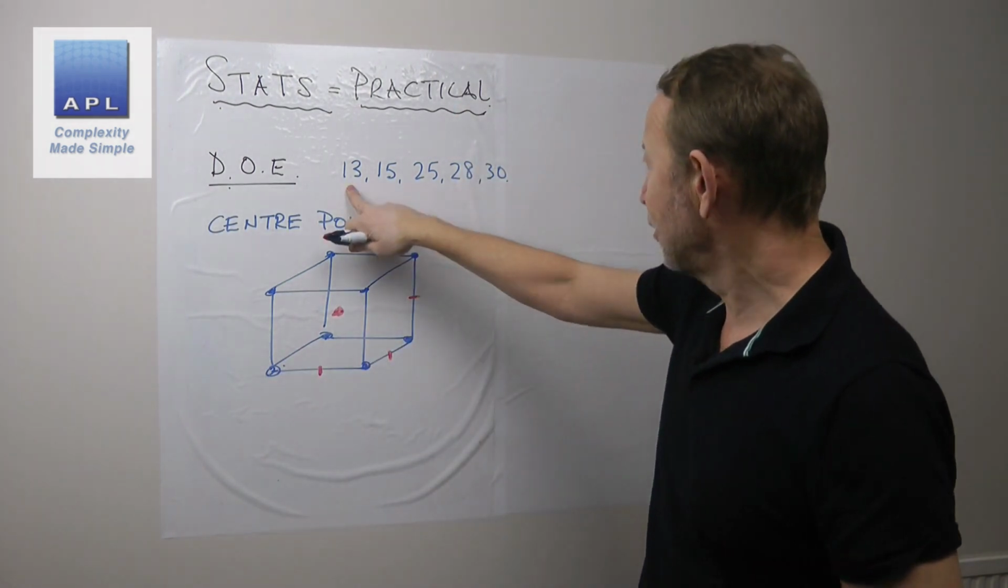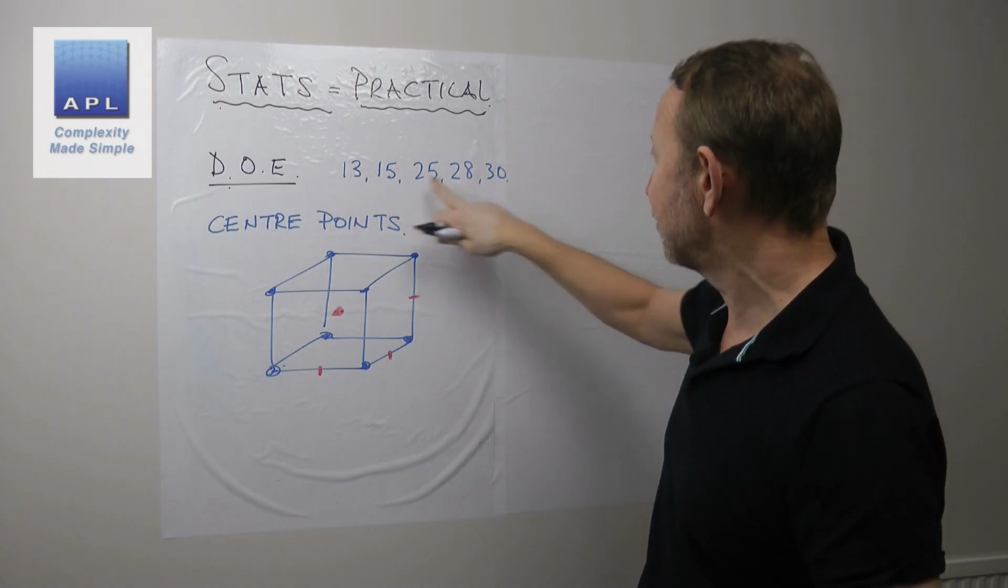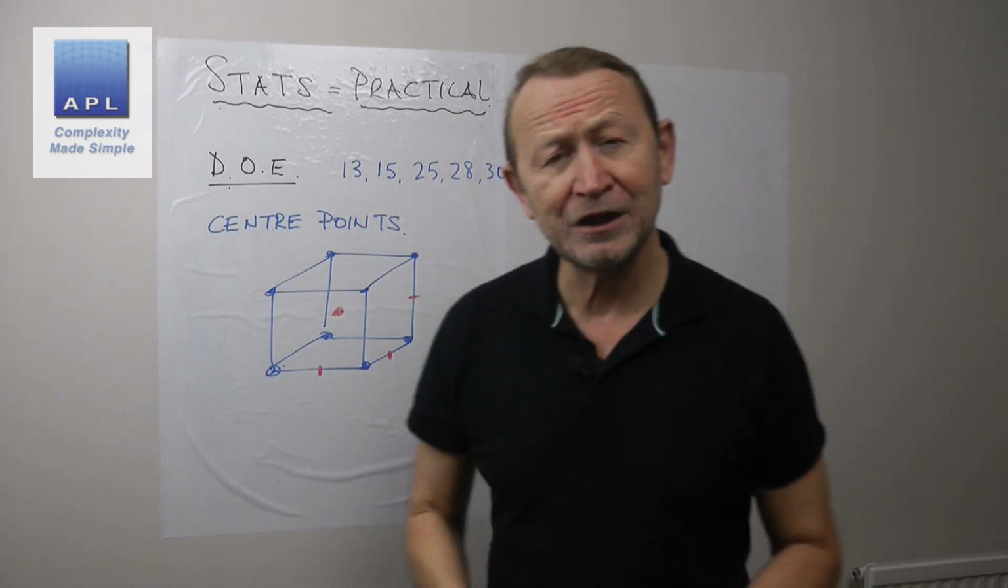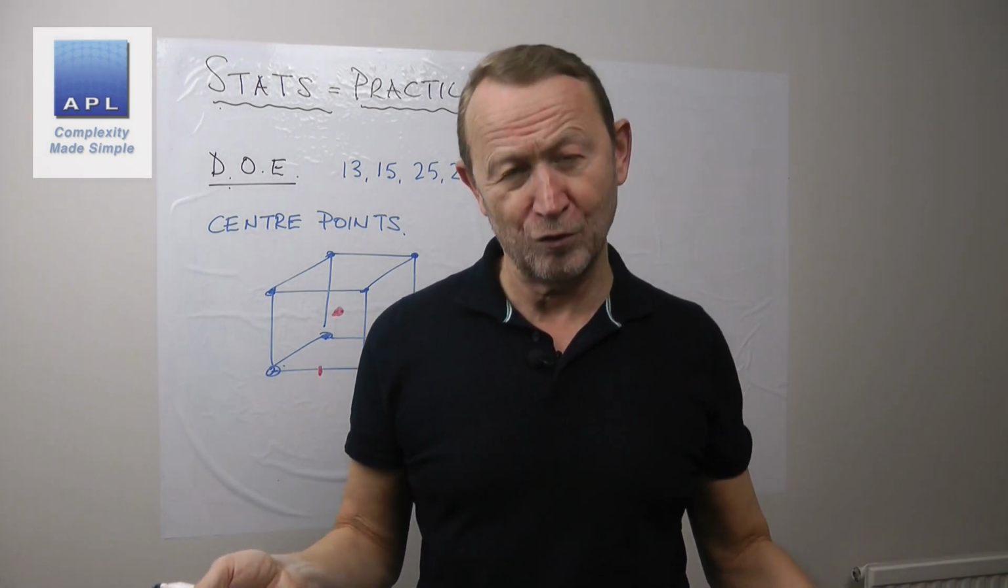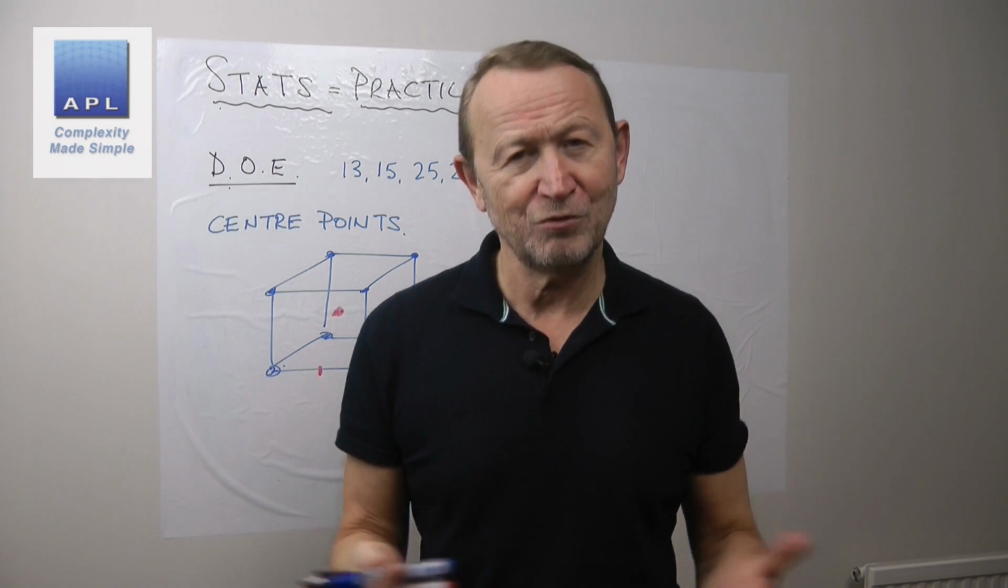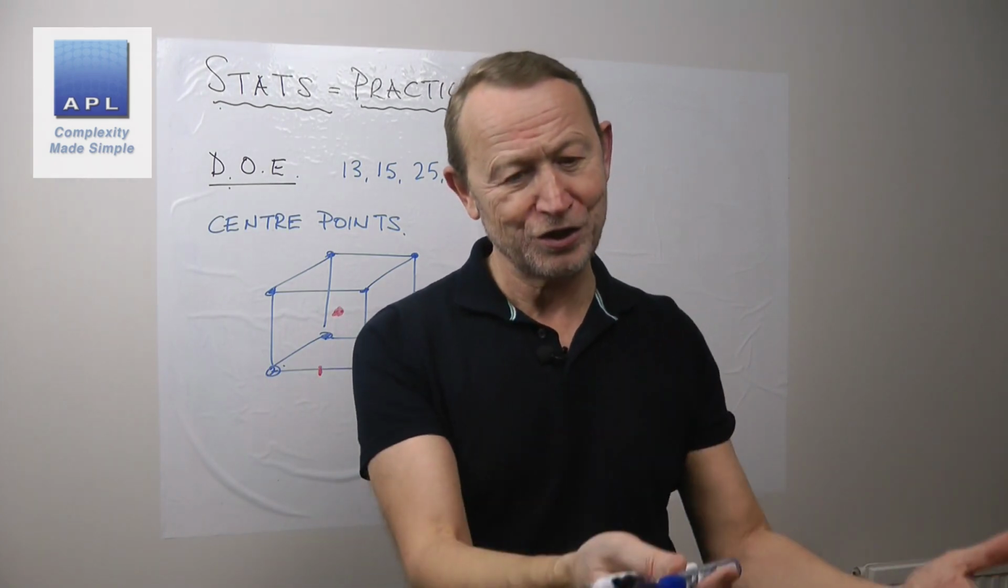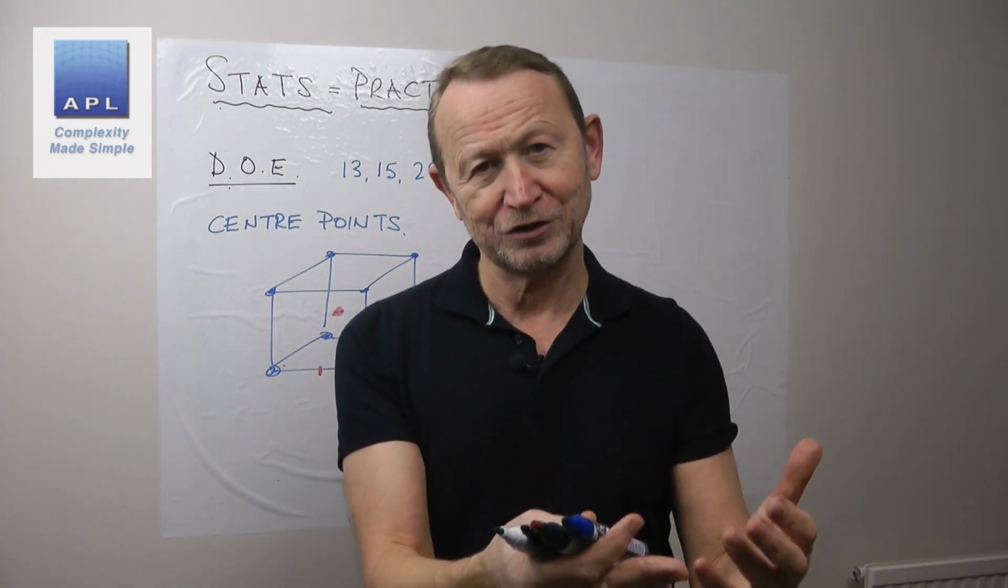So is this wrong? You've obviously got this noise going all the way from 13 to 30. Now the question would be, what do you want to use the model for? What are you trying to hit? What's the tolerance that you've got?